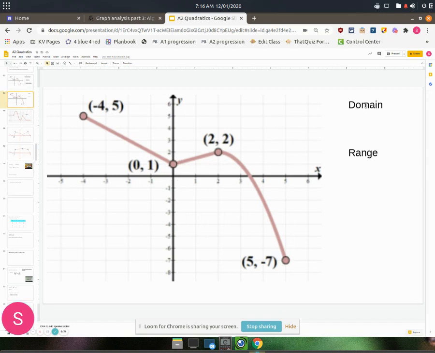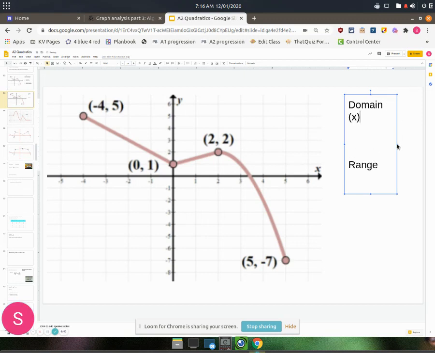So for the domain, remember that's all the x values. So how far left and right it goes. In this case, the furthest left it ever gets is right here, and it's that x value. So the domain would be -4 to something, and it actually does include -4, so I'm going to use brackets. -4, and the furthest right it goes is right here, which is +5. All right.